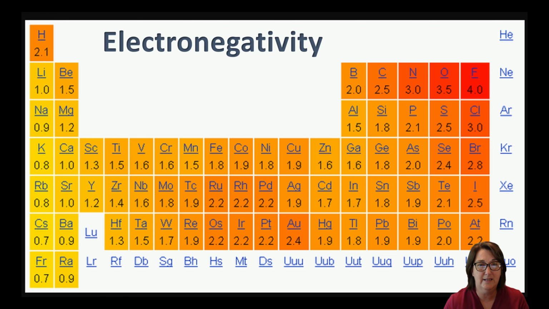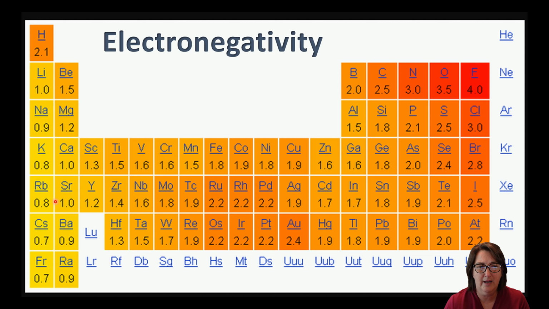Here's an electronegativity chart. When we talk about covalent bonds, we talk about 2 types: polar covalent and non-polar covalent bonds. Polar covalents are going to share electrons unevenly. Non-polar are going to share evenly. When we talk about water, water is polar, and this is why.